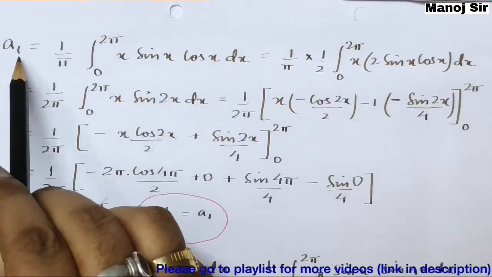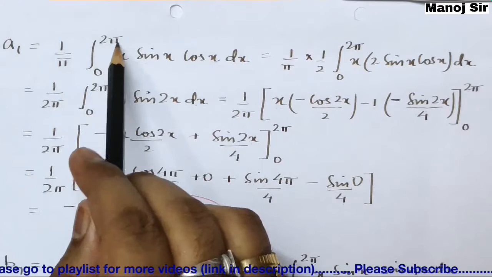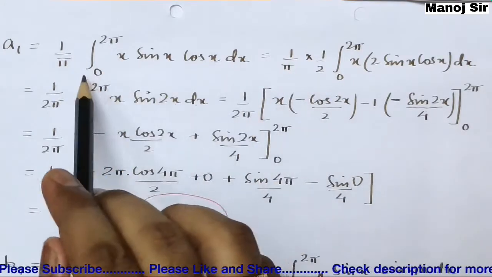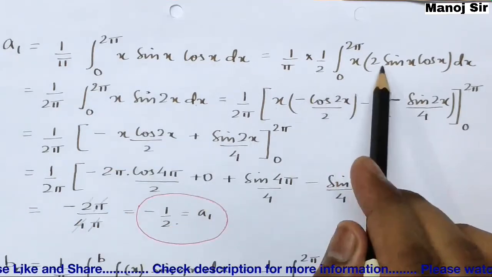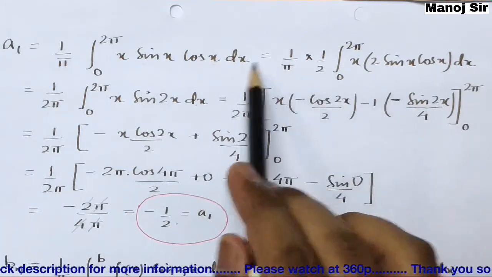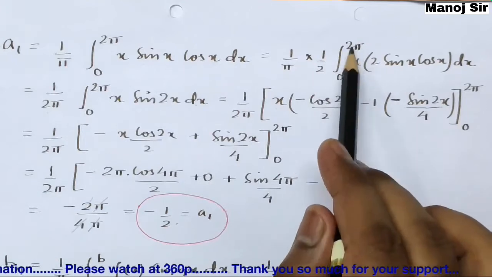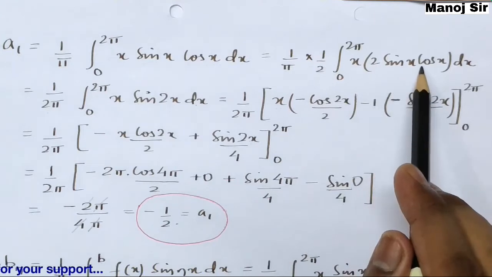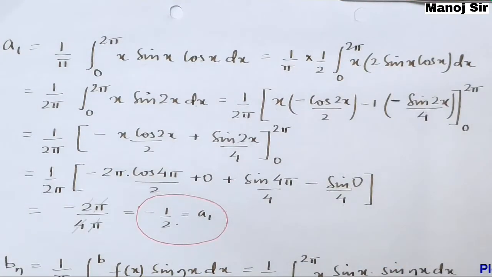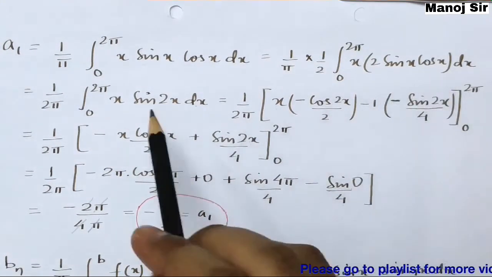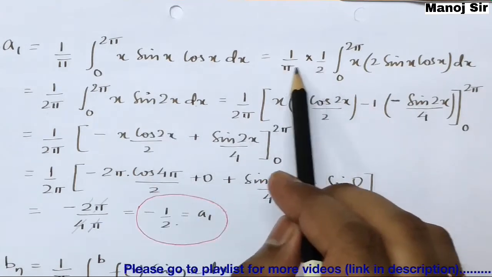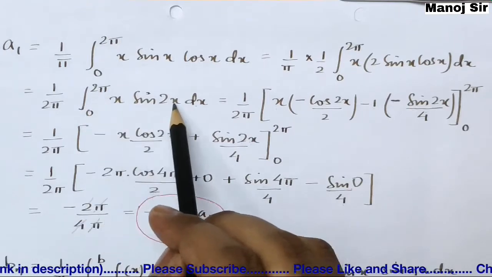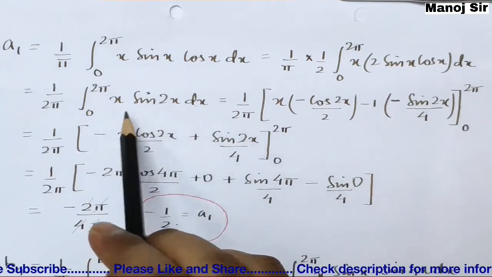So a1 equals 1 upon pi integration 0 to 2 pi x into sin x into cos x dx. Now simply multiply and divide by 2. If you divide and multiply by 2, here we have 1 upon pi into 1 upon 2 integration 0 to 2 pi x into 2 sin x cos x dx. Now 2 sin x cos x is sin 2x. So simply multiplying both, you will get 1 upon 2 pi integration 0 to 2 pi x into sin 2x dx. Now we will apply the chain rule.